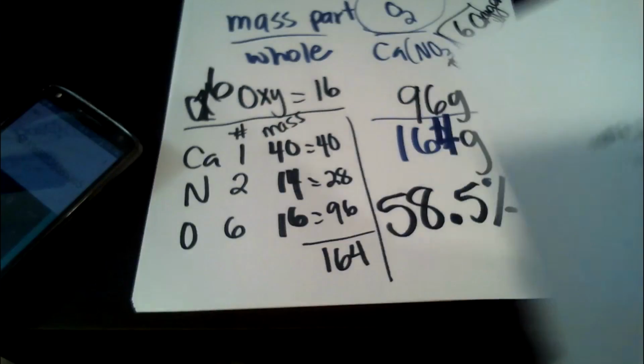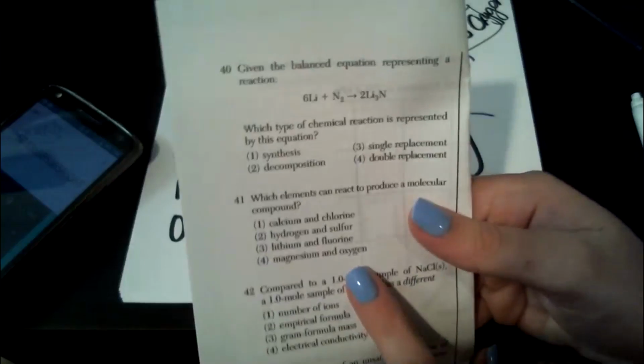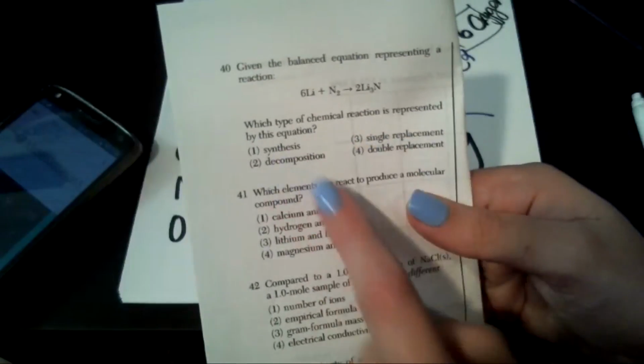Okie doke, 40. Here we have a balanced equation. Which type of chemical reaction is represented by this equation? So we have lithium and nitrogen coming together and forming a compound. That is definitely going to be synthesis because you are forming something.